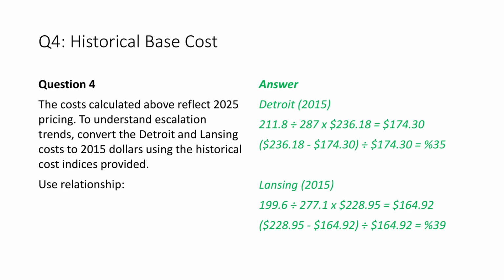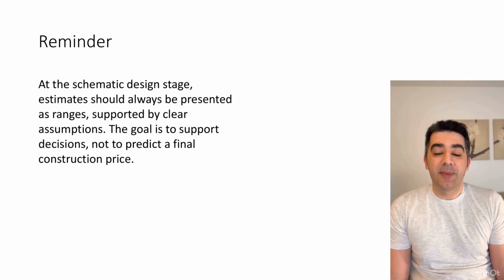This indicates a cost escalation of approximately 35% over the 10-year period. The same methodology is applied to Lansing. Please be reminded that at the schematic design stage, estimates should always be presented as ranges, supported by clear assumptions. The goal is to support decisions, not to predict a final construction price.